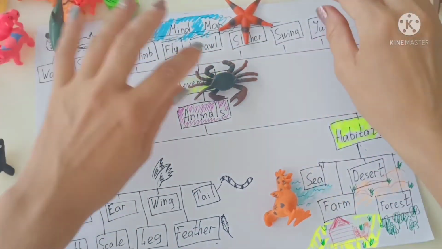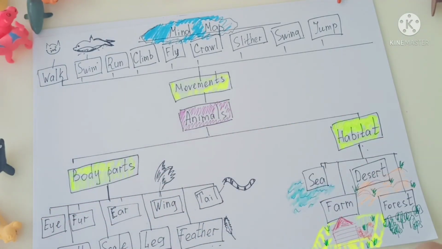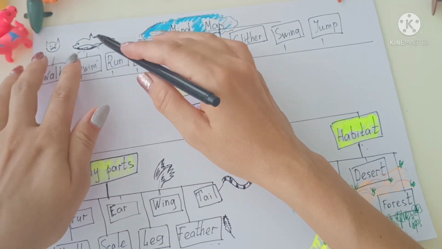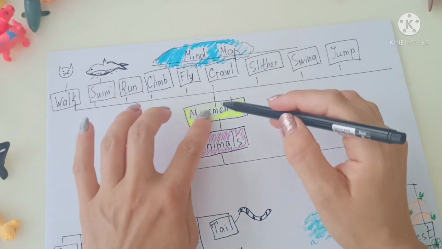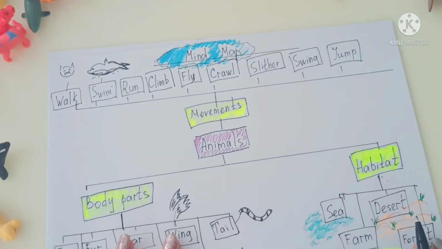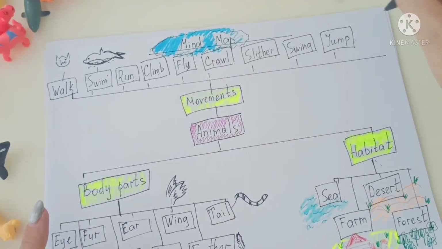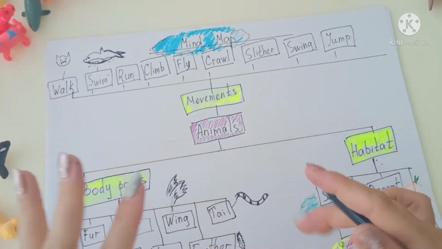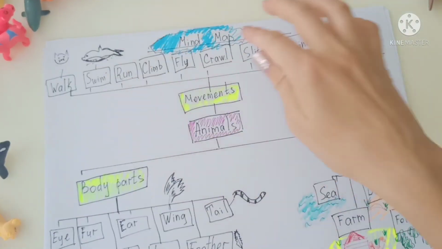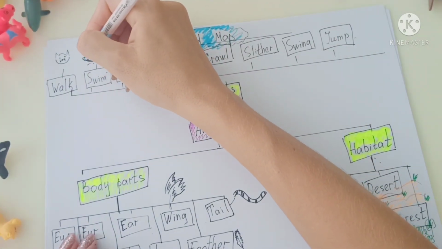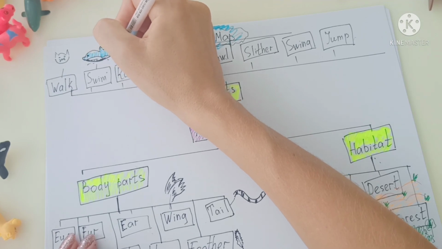You can do whatever you want with your mind map, to draw pictures, to draw some body parts, to draw some areas of living like sea, desert, farm, forest, and to draw different animals who can have different movements like walk, swim, run, climb, fly, crawl, slither, swing, jump. Don't stop on this. You can continue to draw movements, body parts, and habitat, and everything you want to make it beautiful, to draw different pictures, to color it. For example, I didn't color my whale. So you can do whatever you want, and it will be beautiful, your mind map.